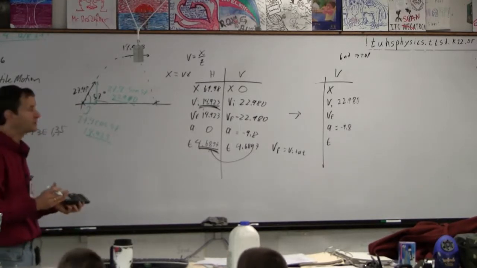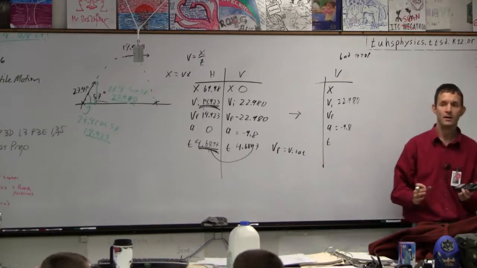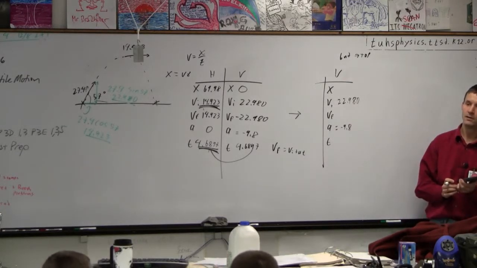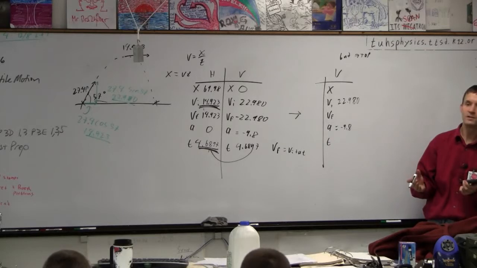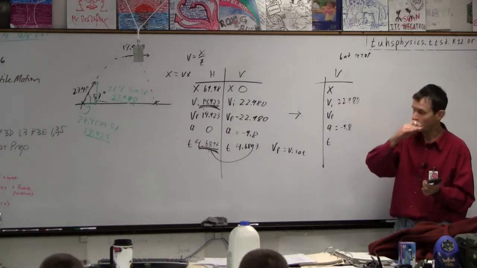And then from the ground to the top, what can we say about the final velocity when we're at the top? 0. Why is it 0? If it's not 0, it's not at the top, is it? It's top. The top is the top.